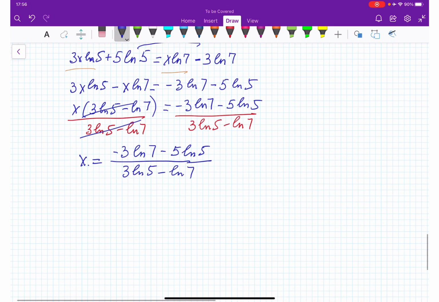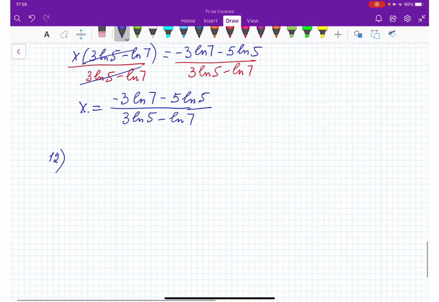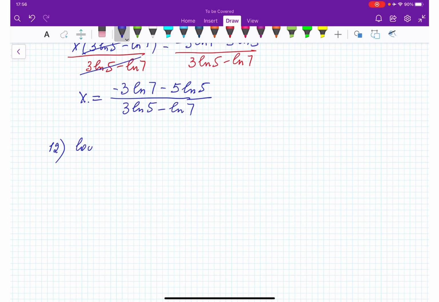Question number 12. Now we are going to solve an equation where one side already has a log and the other side doesn't. Log of x plus 23 by base 2 is equal to 2. Okay, so how are we going to do it in this case? In this case we are going to represent it in the form of an exponent. Let me refresh your memory. Logarithm, let's say a by base b is equal to c.